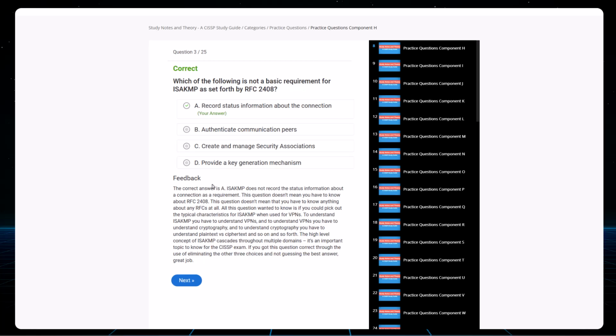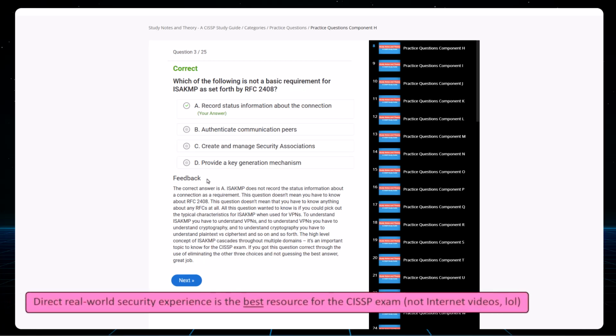ISACA does not record the status information about a connection as a requirement. I do remember that, not just from studying my CISSP, but from my own real-life experience, from seeing debug logs. And that's what the CISSP is about, right? I mean, they want your 5-year experience requirement so you can answer the questions based on your experience.